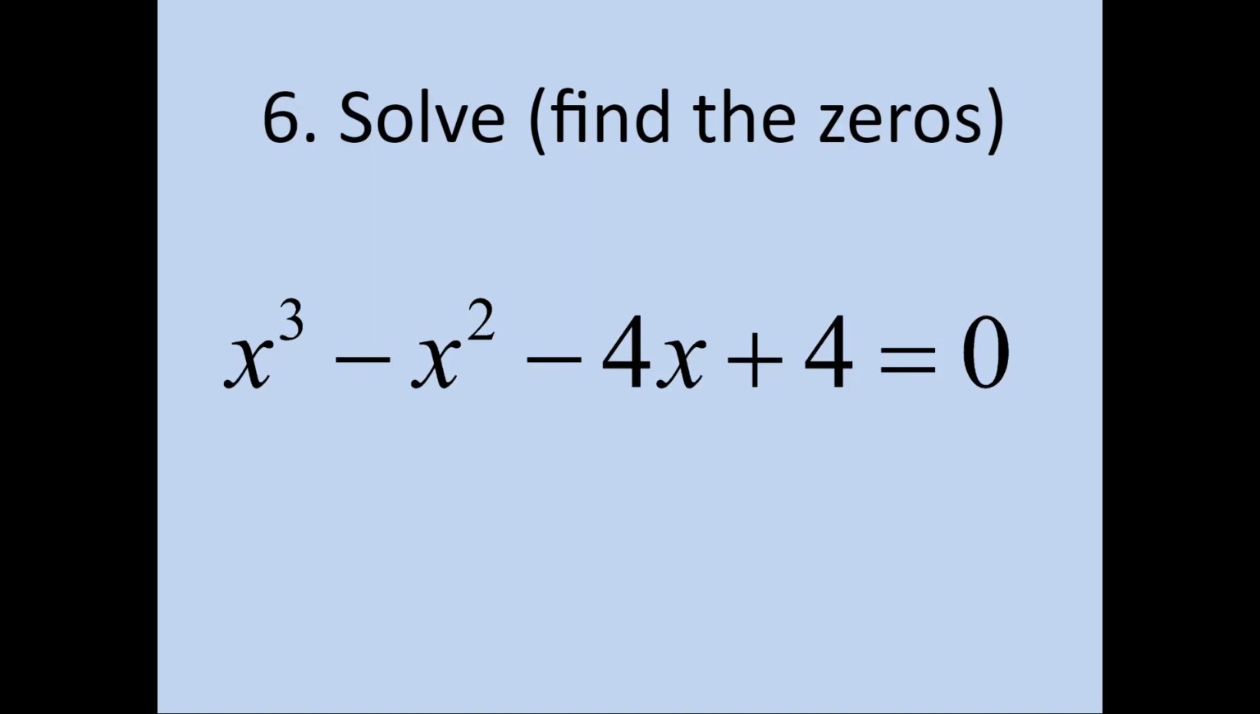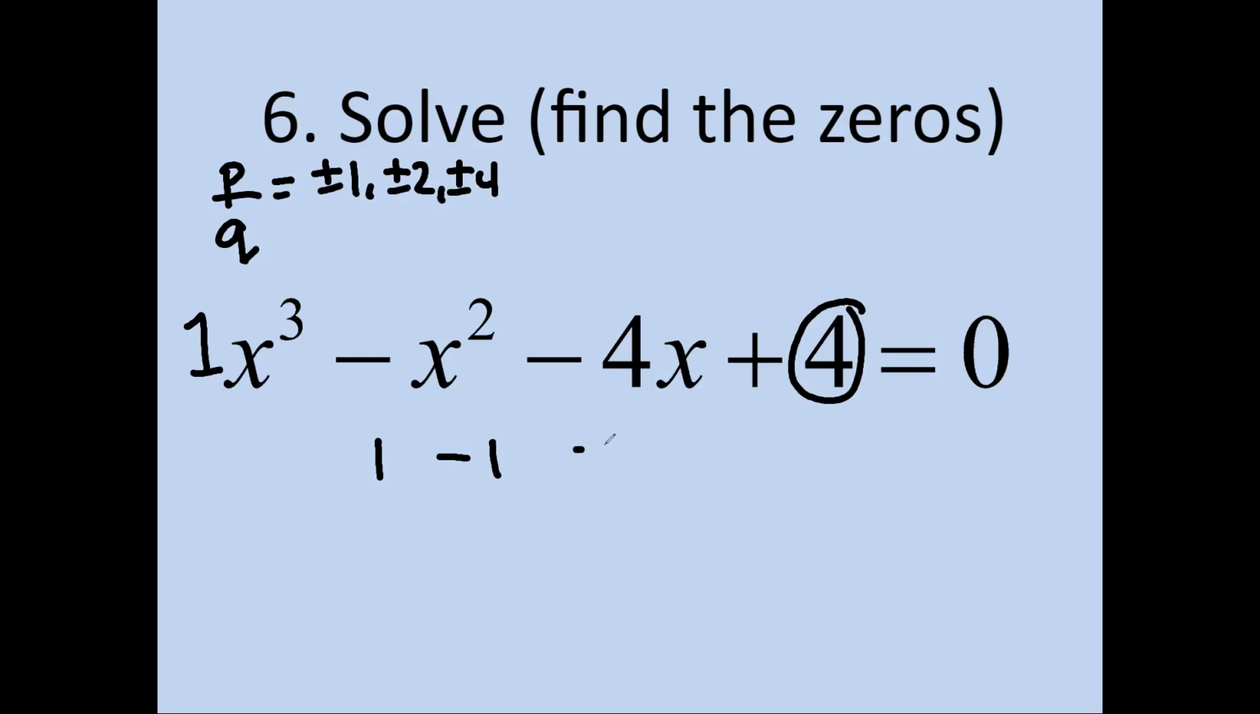So finding our zeros, I'm going to look at my p over q. My p is 4, so that's going to be plus or minus 1, 2, 4. My q is a 1, so it's just going to be positive or negative 1, 2, or 4. So let's get started. 1, -1, -4, 4.